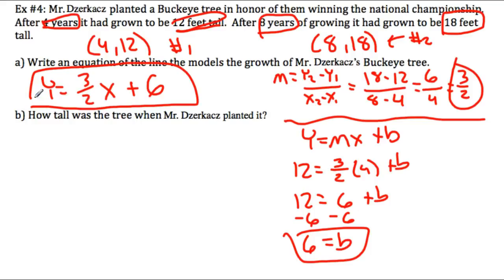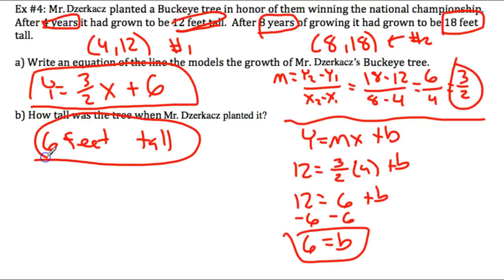So it's great to have equations for word problems because they can tell you a lot of information. Just like this question: how tall was the tree when Mr. Jurgis planted it? So that's when I started. That's the b, that's the y-intercept. So how tall was it? 6 feet tall. That's how tall my tree was. Awesome.